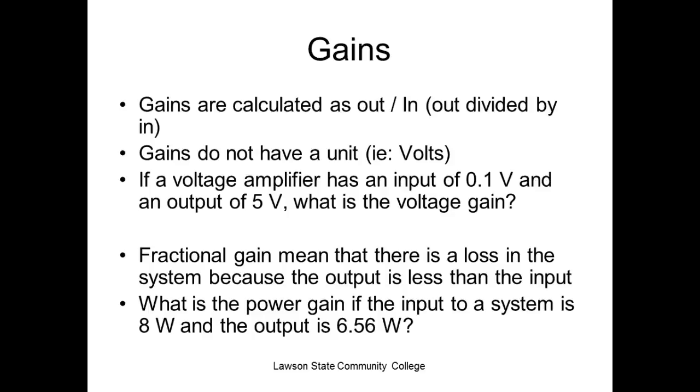So gain has no units, but for some reason, people want to put units out there. If I say what would be the voltage gain, they want to say it's got a gain of 50 volts, right? You understand? Fractional gains mean that there is a loss in the system because the output is less than the input. So what is the power gain? We still call it a gain, strangely enough, even though it's attenuation. What would be the power gain if the input to the system is 8 watts and the output is 6.56 watts? So what would be my attenuation?